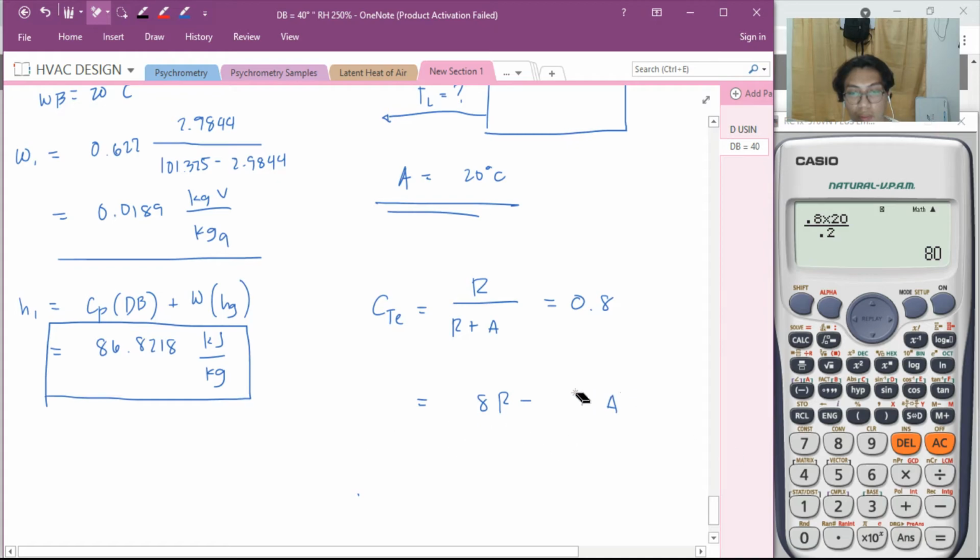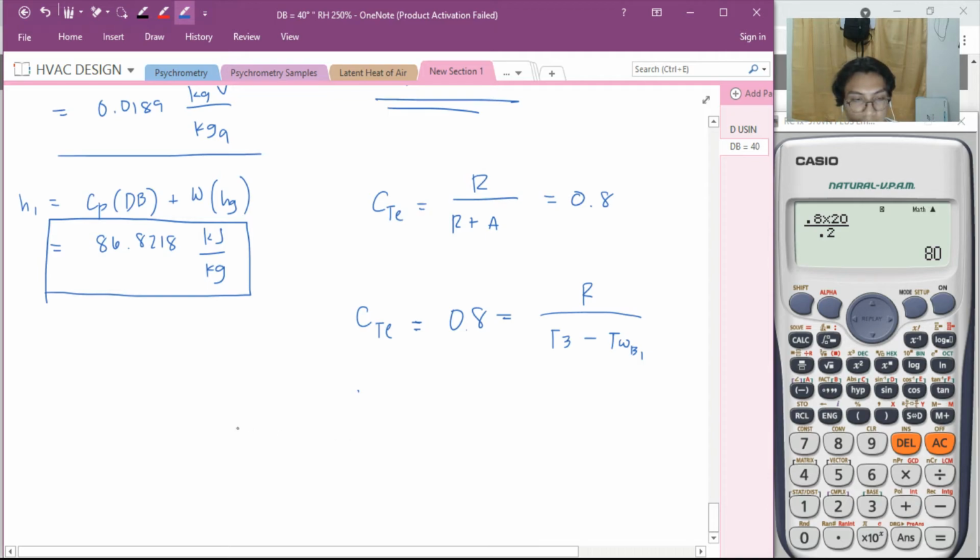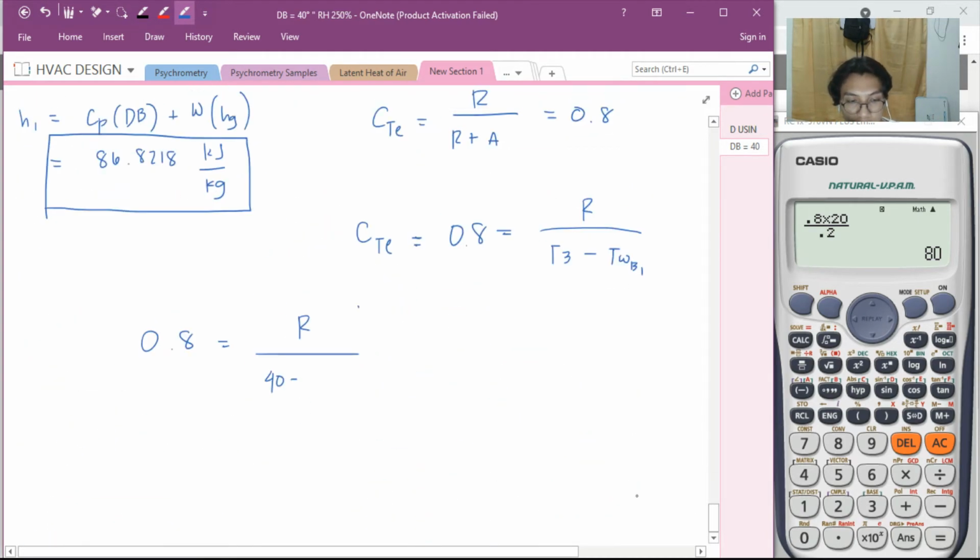Huwag natin 'tong gawin. Pwede mo naman 'tong i-solve nung conventional. So, mayroon pa isang formula diyan, 'di ba? Cooling tower efficiency is equal to 0.8, equal to yung range mo, that is R, tapos T3 minus T wet bulb 1. May wet bulb ka naman diyan, which is 20. So, 0.8 equal to range over T3, yung T3 mo is 40 minus wet bulb 1, yung 20.